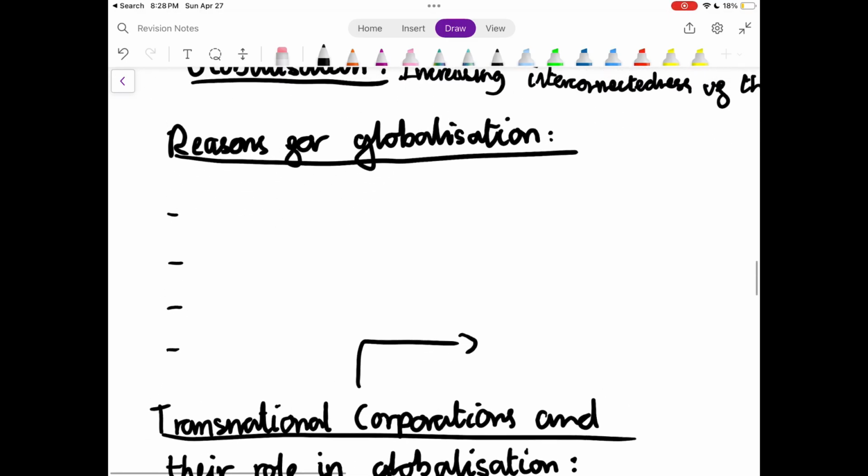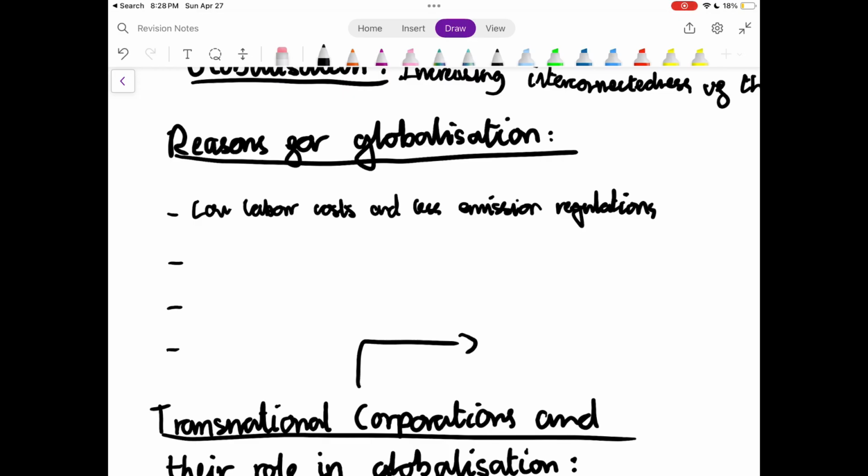So the first reason is that there's low labor costs and less emission regulations. So companies will be able to afford more factories and can emit more to produce goods, and also can employ cheap labor, so that there's a higher workforce to produce more goods and can therefore increase the income for them.